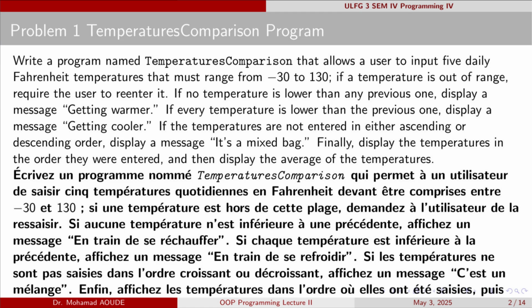Problem statement. In this task, the user is asked to enter 5 Fahrenheit temperatures. Each must be between 30 and 130. The goal is to store these temperatures in an array, check their order, if they're strictly increasing, strictly decreasing, or mixed. Finally, display the temperatures and compute the average. What you're given: a clear input constraint, 5 temperatures between 30 and 130, and output rules based on the order of values.